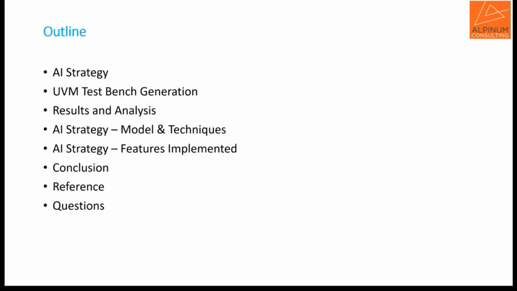So the outline is we're going to talk about AI strategy. We're going to talk about UVM test generation. We're going to look at some results and analysis, the models and techniques we're using, the features that we've implemented, and then we'll show you the conclusions that we've developed from all of this work.